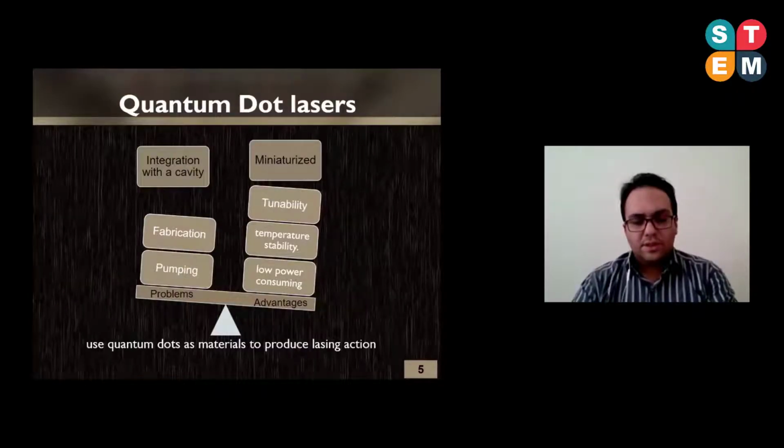Because of this characterization, a quantum dot laser needs a small number of carriers to realize the population inversion for lasing, and the lasing threshold power can be reduced. In this slide, you can see the advantages and disadvantages of using quantum dots as a lasing material, or as a material to produce lasing action.